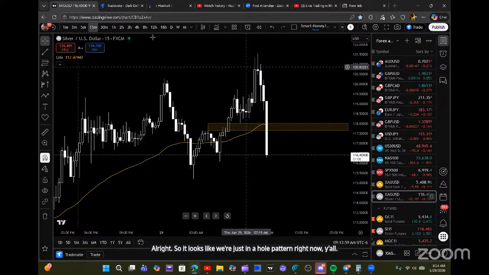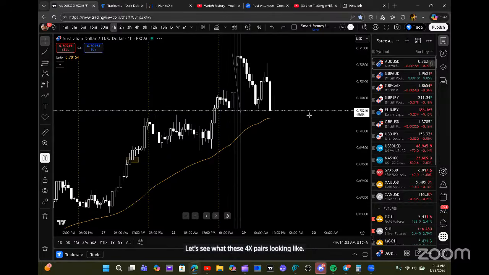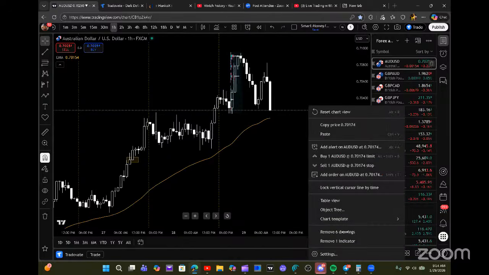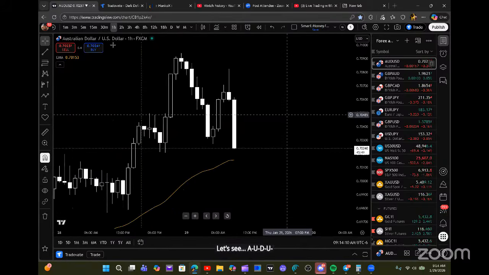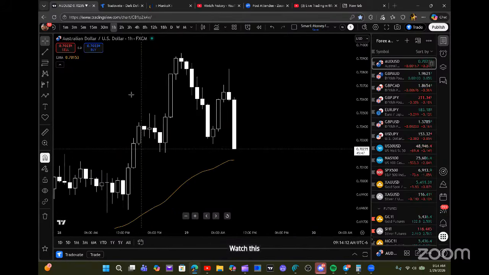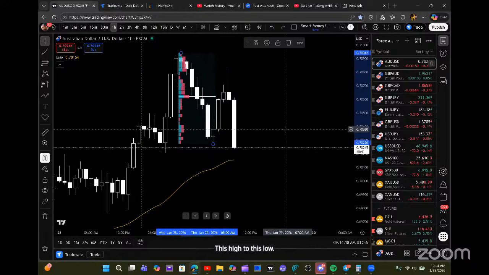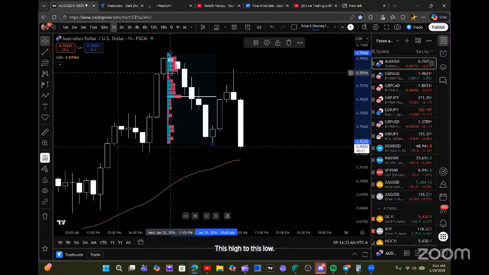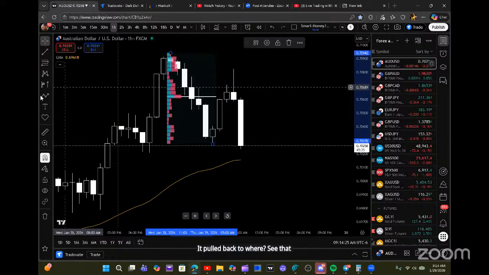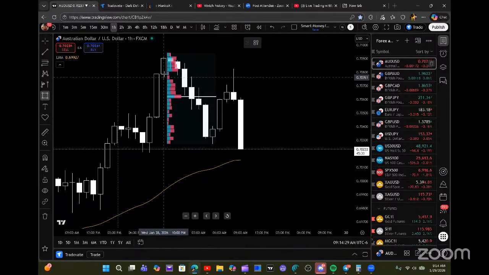Let's see what these forex pairs are looking like. AUD USD. Watch this. I'm gonna put that volume profile from this high to this low. It pulled back to where? See that low volume node right up in here? Right inside.